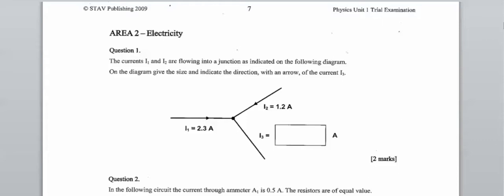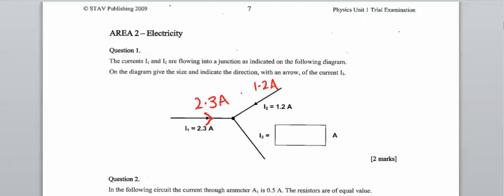Okay, so question 1 looks at the currents flowing into a junction. Now, Kirchhoff's current law basically says the current into a junction must equal the current out of the junction. So you've got to look at the sign here. We've got 2.3 amps going into this junction, and we've got 1.2 coming in as well. So the total current coming in must be the total current coming out.